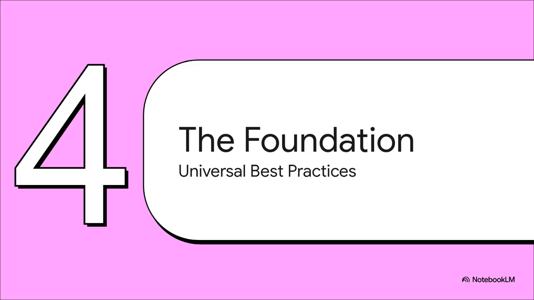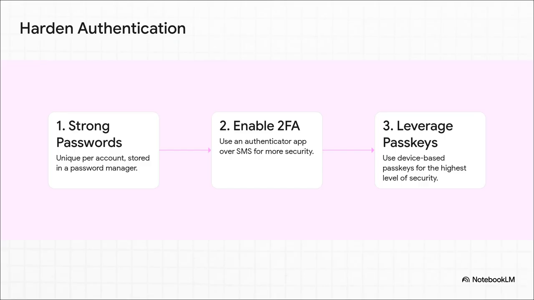All right, now it doesn't matter which level of the ladder you're on. Whether you're just using the basic app or you've gone all in on an advanced cloud platform, there are some foundational security habits that are just absolutely non-negotiable for everyone. First off, you've got to harden your authentication. That means using a unique, strong password for every single account. And please, store them in a password manager. Next, always enable two-factor authentication. But, and this is important, use an authenticator app, not just SMS. SMS is way too vulnerable to SIM swapping attacks. And finally, wherever you can, use passkeys. They're the current gold standard for security.